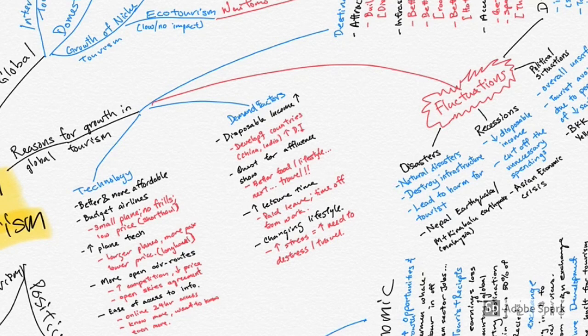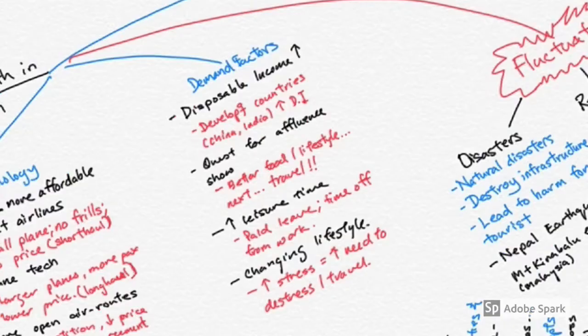Demand factors is another one. Demand factors is a very, very important reason for growth in global tourism, especially when you talk about mass tourism. With a large population in China and India developing now and having an increased amount of disposable income, these people now have affluence and the leisure time to go for tours. With the development of these economies and the evolution of their work life, the amount of stress that they encounter also increases, and therefore there is this quest for stress relief through the use of tourism.